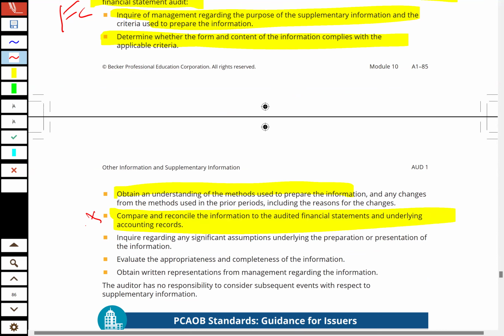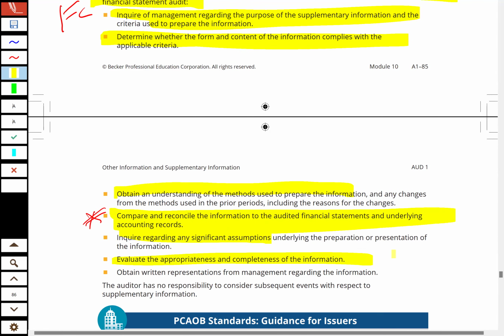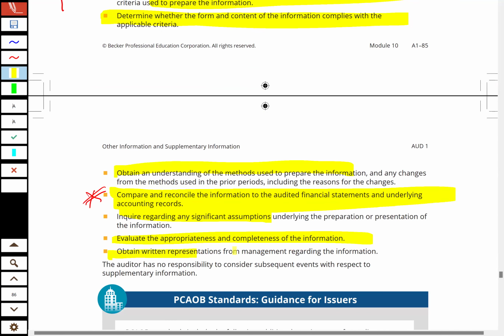Compare and reconcile the information to the audited financial statements, because we keep saying in relation to financial statements. If there were any assumptions, what were they? Evaluate the appropriateness and completeness of information. Didn't we already say that about getting written representation? Oh, we say that management is required to give written representation, and so obviously the auditor needs to obtain that.